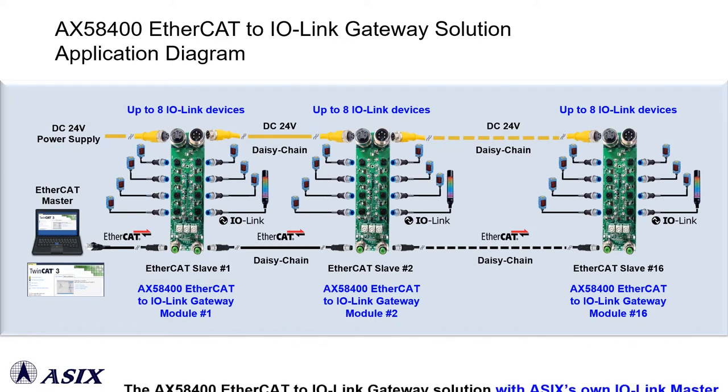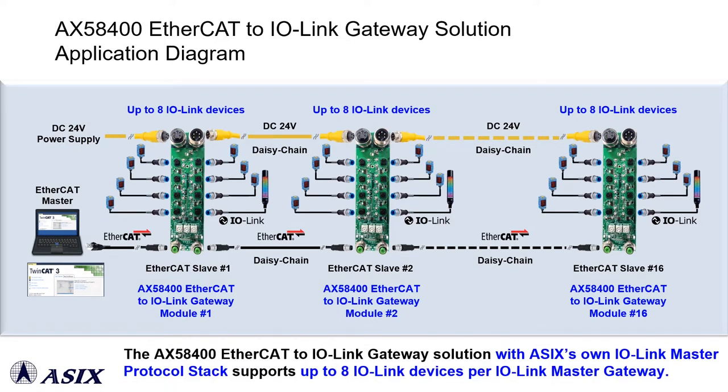This is a typical application diagram of the AX58400 EtherCAT to I/O Link Gateway solution. This solution supports up to 16 EtherCAT to I/O Link gateways. Each gateway can connect up to 8 I/O Link smart devices.